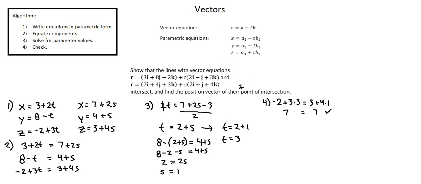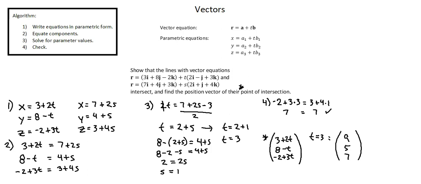Now to find a point of intersection, I can take either of my vector equations and set the equation in component form in a column matrix, working with the first vector equation, beginning with x values 3 plus 2t, then y values 8 minus t, then our z values negative 2 plus 3t. We've calculated a t value of 3, so when t equals 3, we end up with 3 plus 2 times 3 is 9, 8 minus 3 is 5, negative 2 plus 3 times 3 is 7.